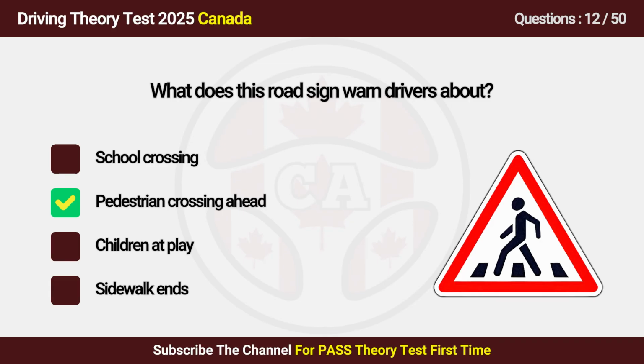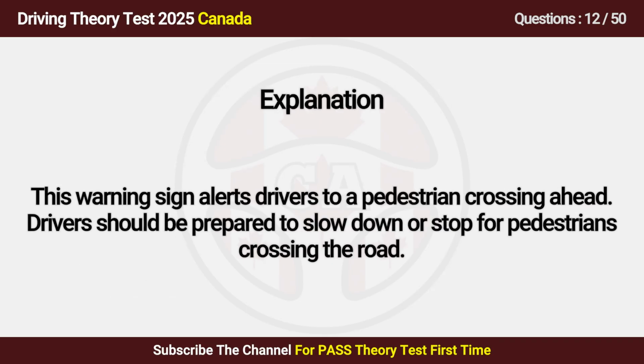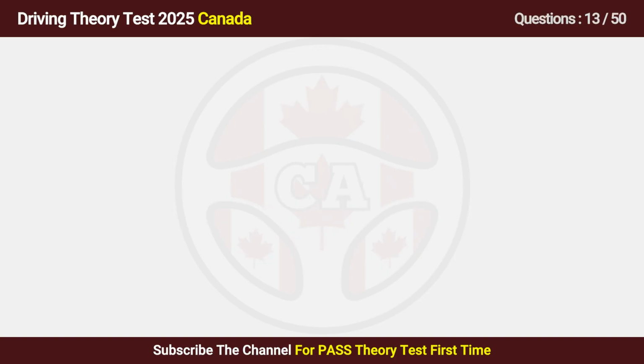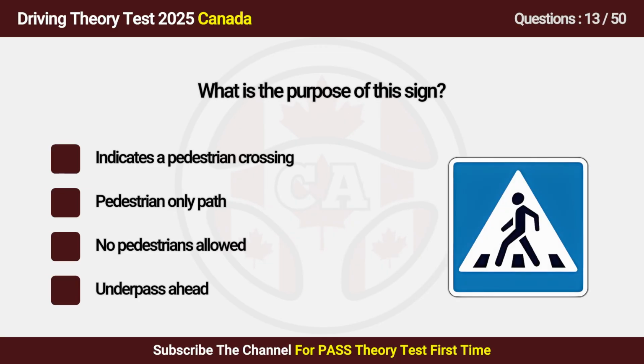Answer is B. Pedestrian crossing ahead. This warning sign alerts drivers to a pedestrian crossing ahead. Drivers should be prepared to slow down or stop for pedestrians crossing the road. Question 13. What is the purpose of this sign?